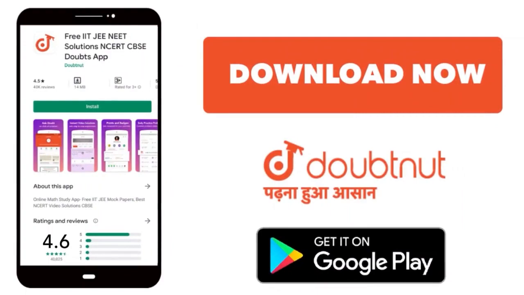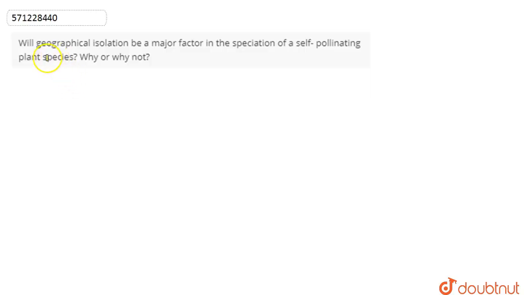If we talk about this question, in this question we are asked: will geographical isolation be a major factor in the speciation of a self-pollinating plant species? Why or why not?